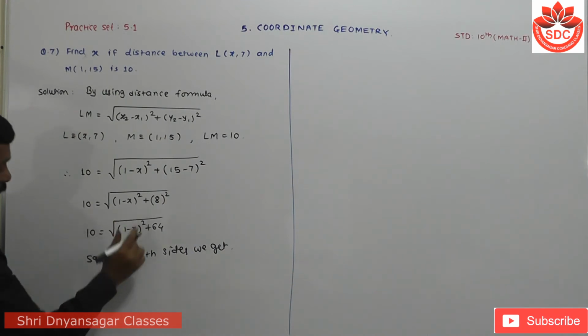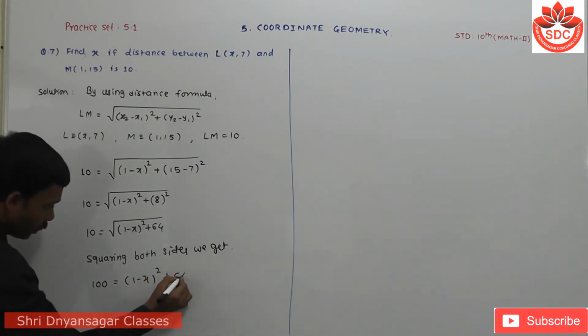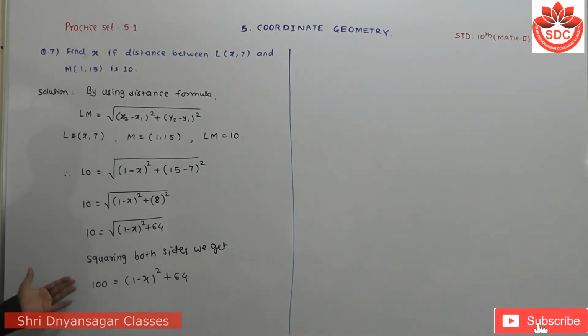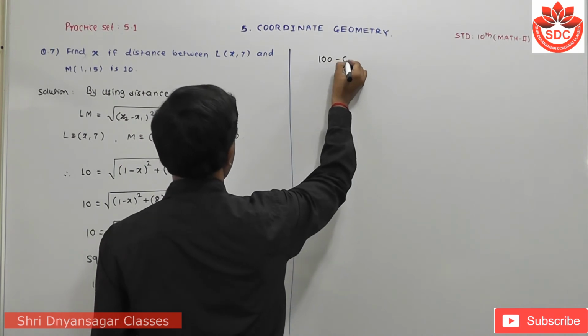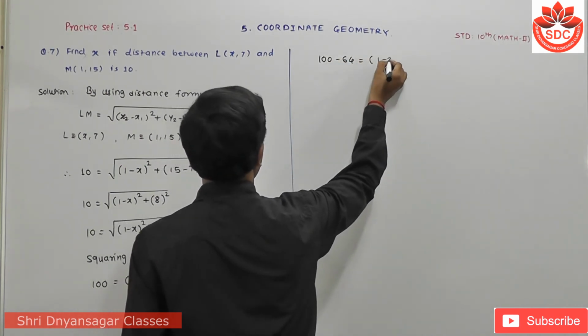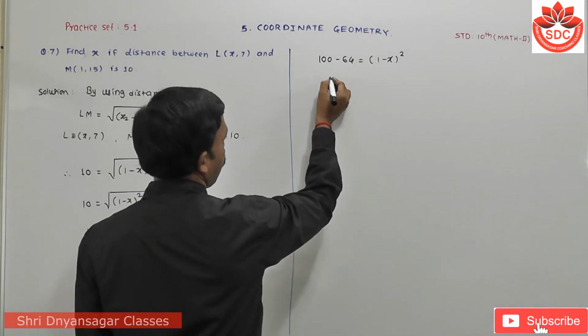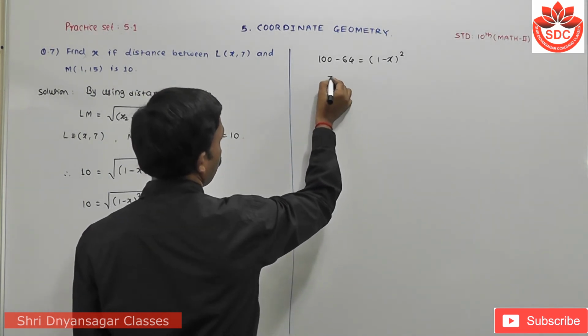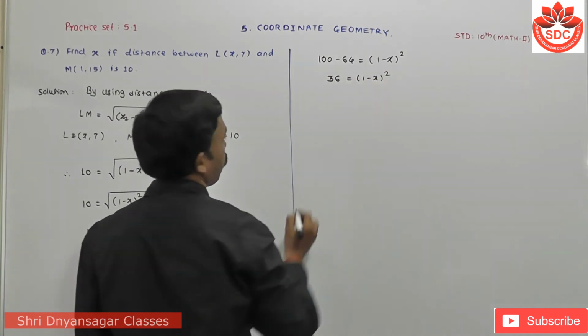Then this sign gets removed here. So (1 minus x) bracket square plus how much? 64. Transpose this 64 to this side. I have to write 100 minus 64 is equal to (1 minus x) bracket square. Student, when we subtract here, this subtraction becomes how much? 36 is equal to (1 minus x) bracket square.